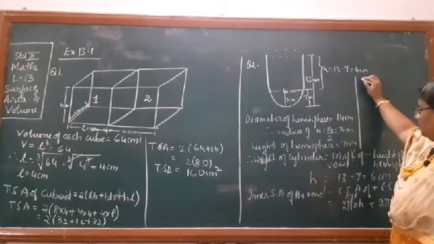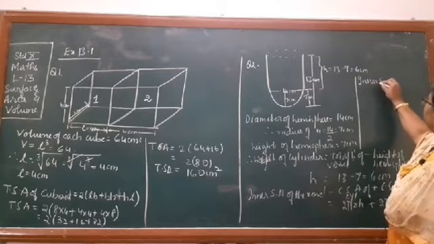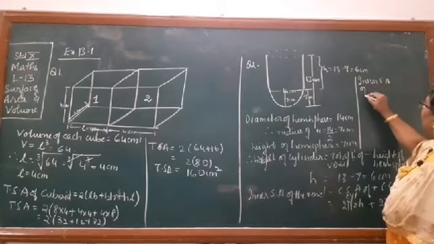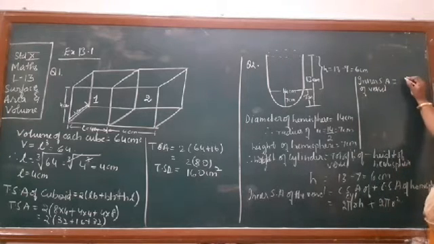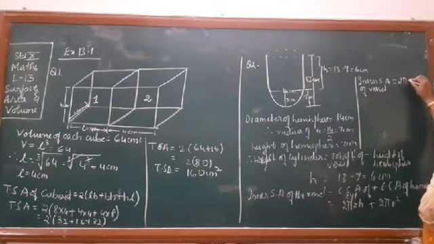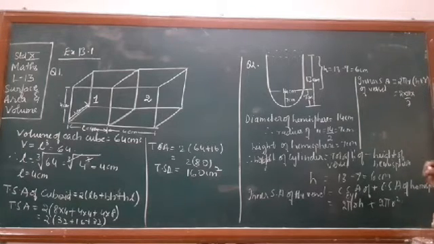Okay, r and 2 pi is common, so I will write it here. So inner surface area of vessel will be equal to 2 pi r common, h plus r. Okay, so 2 into 22 by 7 into r.